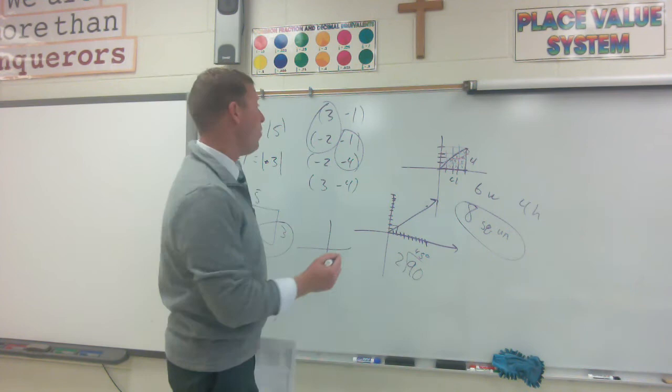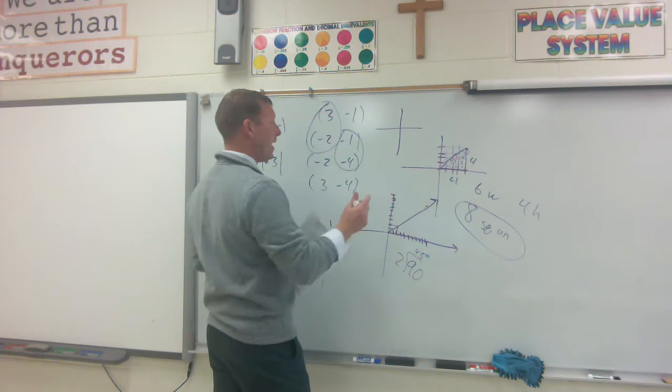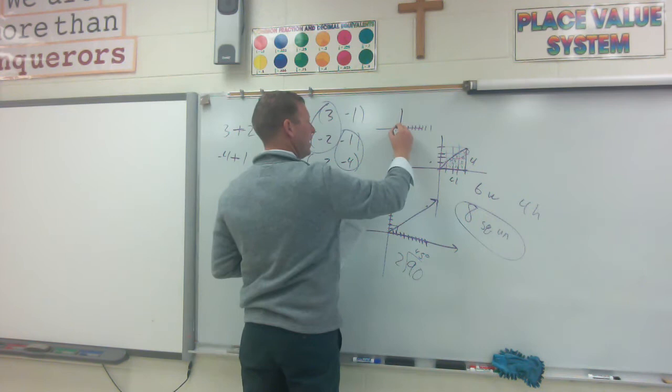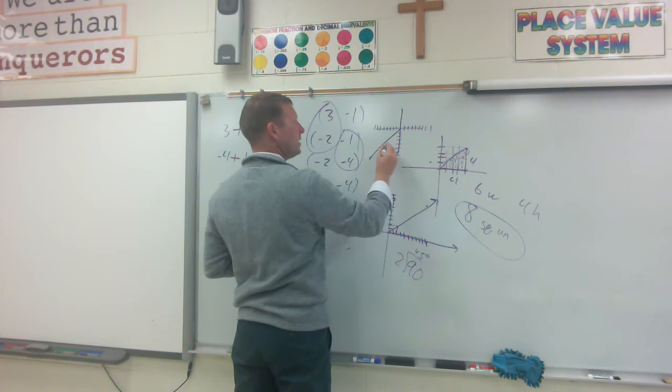Here comes my coordinate plane. This time I'm at 8. 1, 2, 3, 4, 5, 6, 7, 8. I'm at 8 and negative 8. The other one is at negative 8 and negative 8. Okay, so we know those things are the same, guys. And I drew my triangle. Now I just did that one from this one.